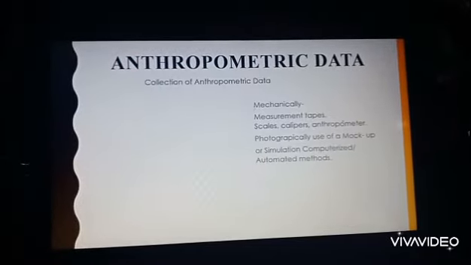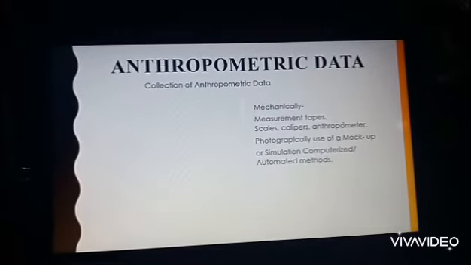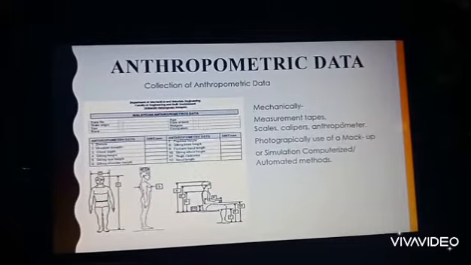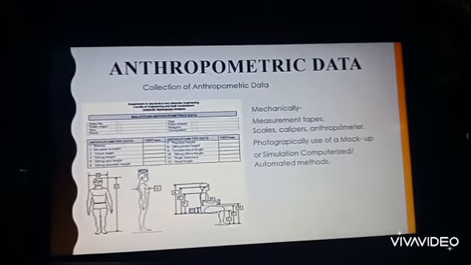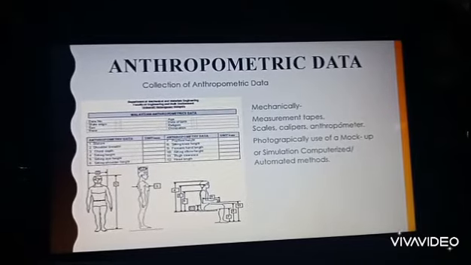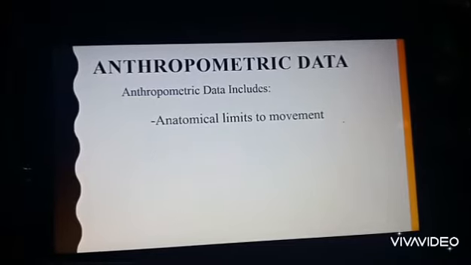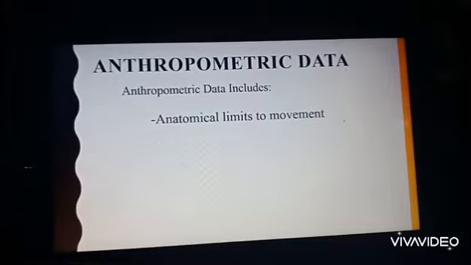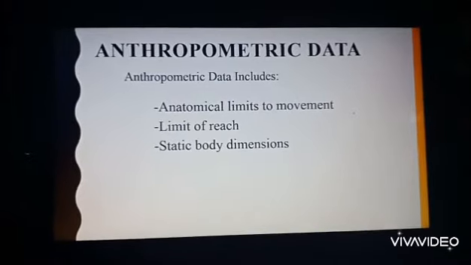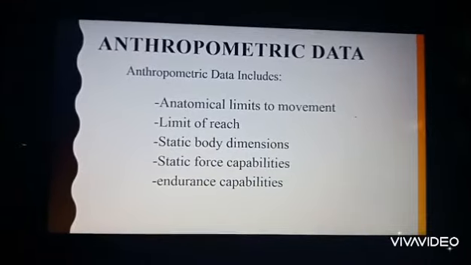Anthropometric data. Collection of anthropometric data: mechanical measurement using tapes, scales, calipers, and anthropometer; photographic use of mock-ups or simulated, computerized, automated methods. Anthropometric data includes anatomical limits to movement, limit of reach, static body dimensions, static force capabilities, and endurance capabilities.